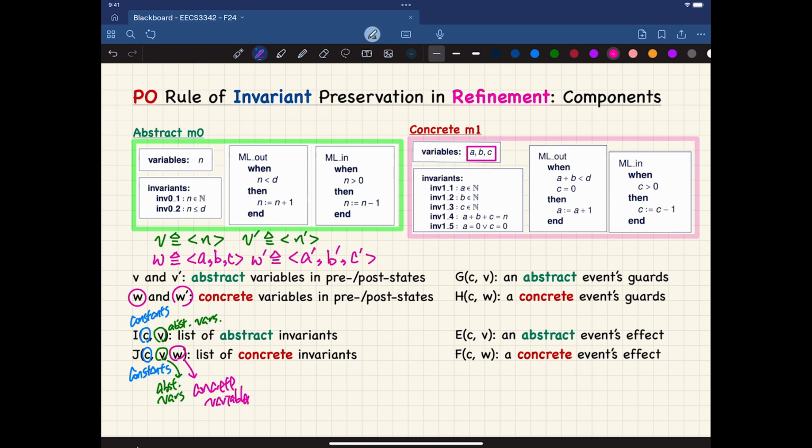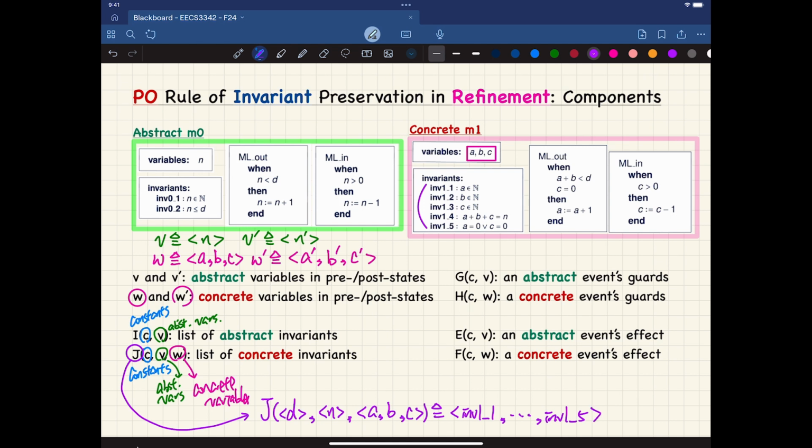So I will just write down what J is. Okay, so by definition, you can think about J here. So what's the constant? Constant is just D. And abstract variable will be just N. Concrete variable will be A, B, and C. And by definition, we got these 5 invariants. Okay. This will be the list of invariants. I'll say invariants 1, 1, dot, dot, dot, all the way to invariants 1 and 5. 5 invariants.